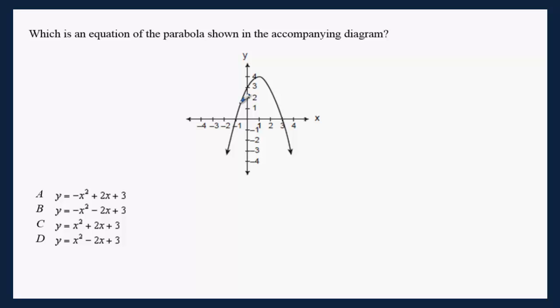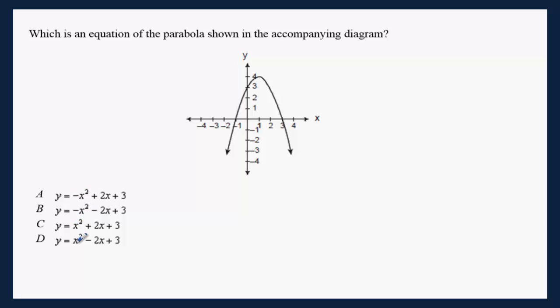Hi, I would like to help you today with graphing quadratic functions. Which is an equation of the parabola shown in the accompanying diagram? You have a parabola and it opens downward. If you have a parabola like this, it means the coefficient of the x squared from those choices here is going to be negative.